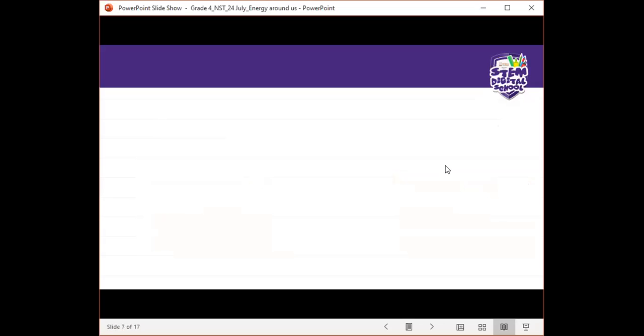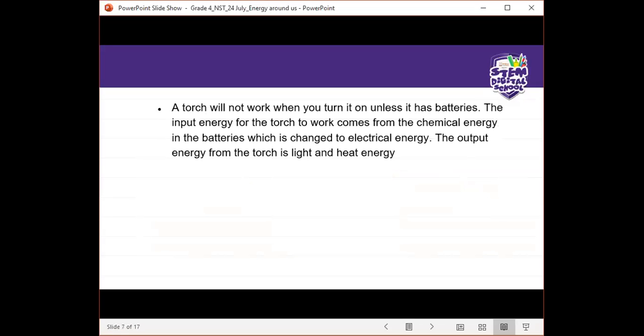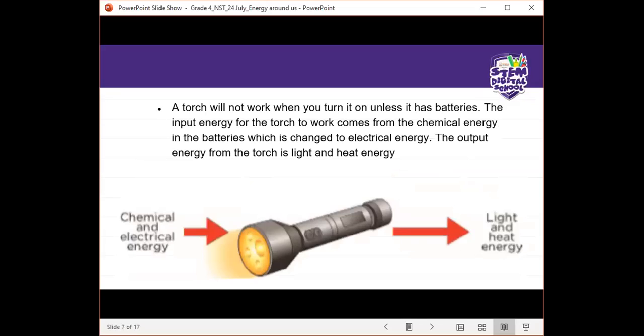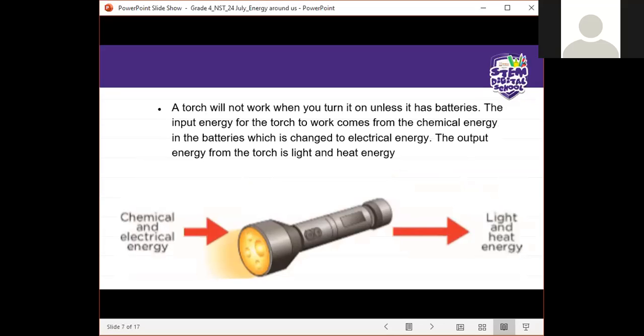All right. And yes, we have another example. A torch will not work when you turn it on unless it has batteries. The input energy for the torch to work comes from the chemical energy present in the batteries, which is changed to electrical energy. So the output energy from the torch is light as well as heat. Here we have the example where we use chemical as well as electrical energy.